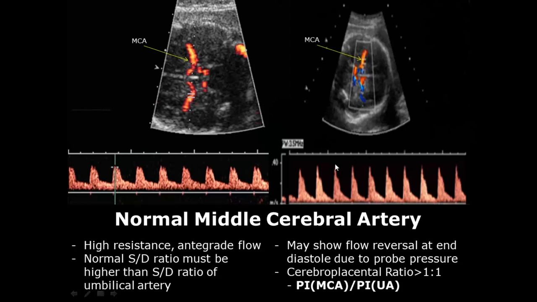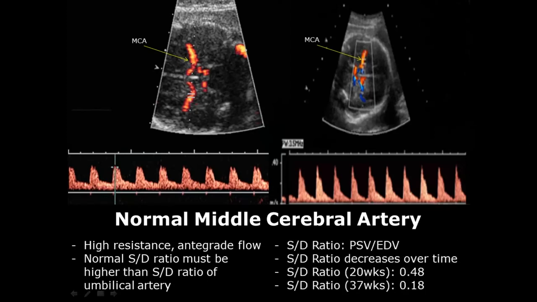The cerebroplacental ratio can be calculated by using this formula: pulsatility index of MCA divided by pulsatility index of umbilical artery, and it should be more than 1:1. If it is less than 1:1, it will be abnormal.